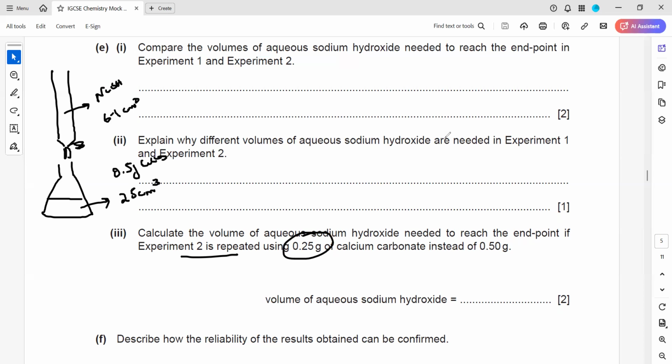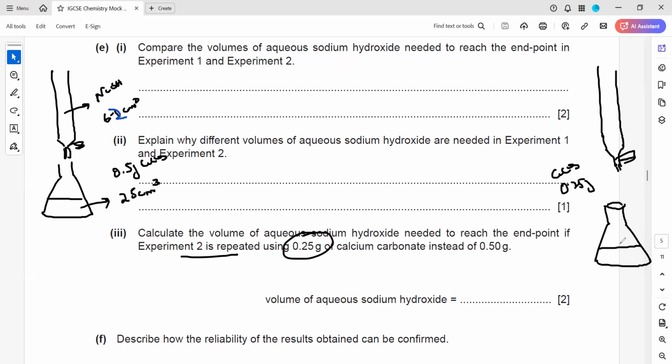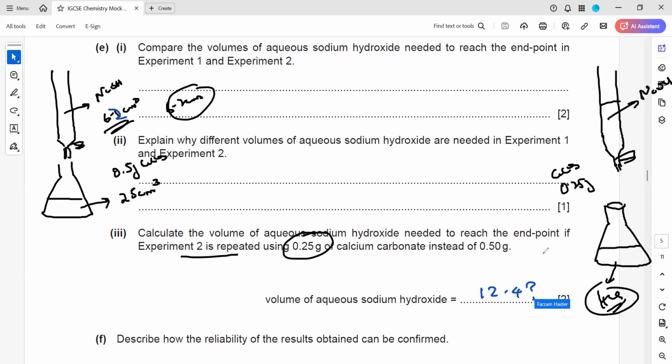Now we are doing the same experiment, but this time we are not adding 0.5 grams of calcium carbonate, we are adding 0.25, half of it. So the hydrochloric acid which is left here will be double the original. Like here, which was reacting with the sodium hydroxide, it was reacting 6.2 cm cube. How much sodium hydroxide will be reacted here? The amount of sodium hydroxide reacted will be double of that.